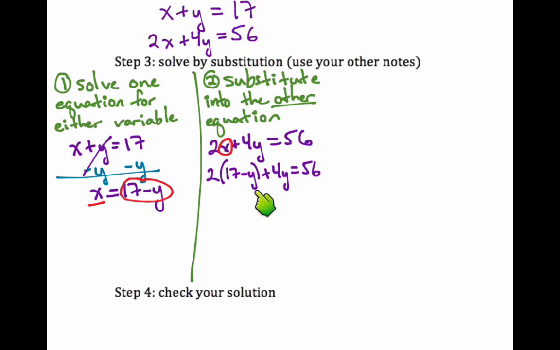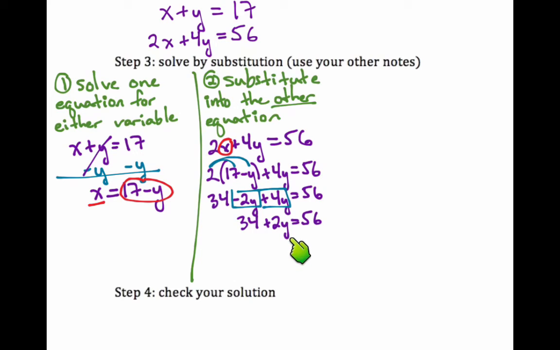Y equals something. So let's see, I've got to distribute. So 2 times 17 gives me 34. 2 times negative y gives me negative 2y. Copy down the rest of my equation. Plus 4y equals 56. What am I going to do next? That's right, combine my like terms. So I now have 34 plus 2y equals 56. Because negative 2y plus 4y gave me 2y.